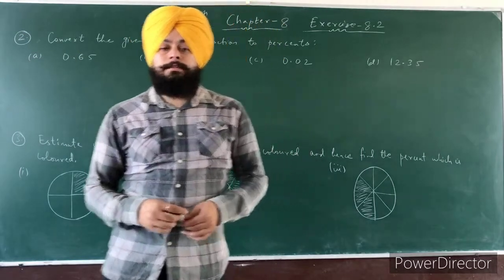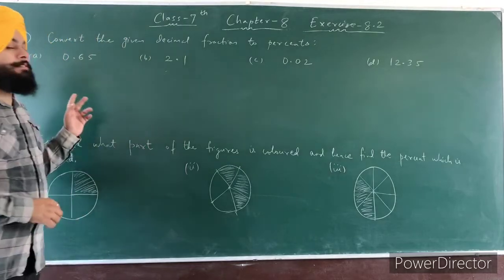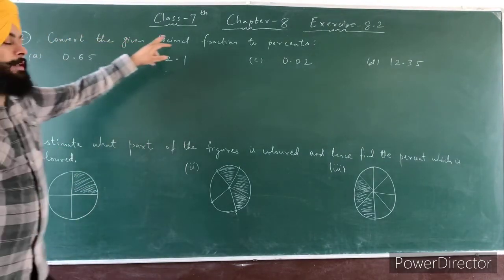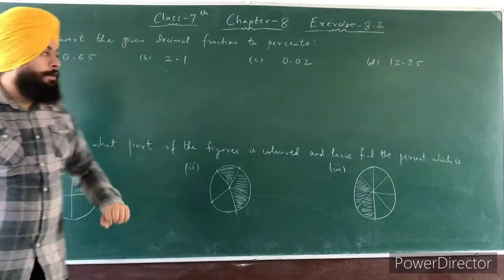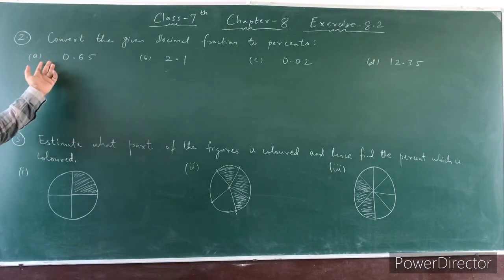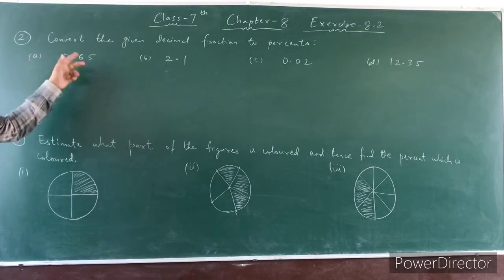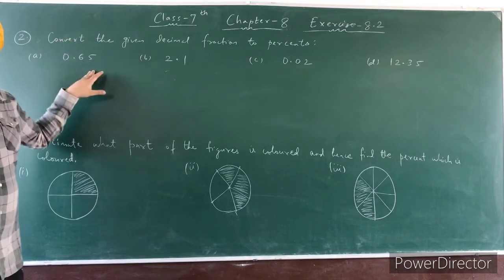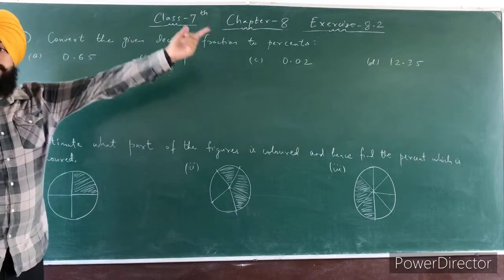Hello students, next we will do question number 2 of exercise 8.2. The question is: convert the given decimal fractions to percent. You can see there are 4 parts. First, part A is 0.65. This is in decimal. We have to convert this decimal into percent.